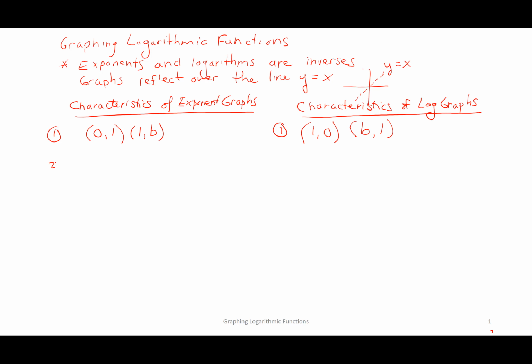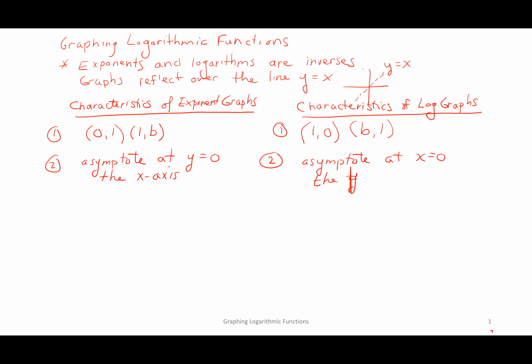Another one we want to talk about is 2. The characteristic of the exponent is that there is an asymptote at y equals 0, or the x-axis. Well, again, this is going to flip. So for the log graphs, there is an asymptote at x equals 0, or the y-axis. Hopefully you're seeing these patterns here.